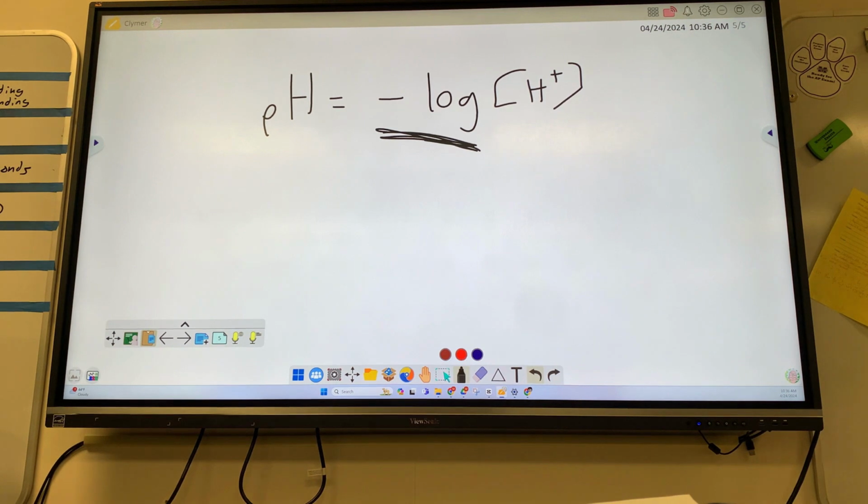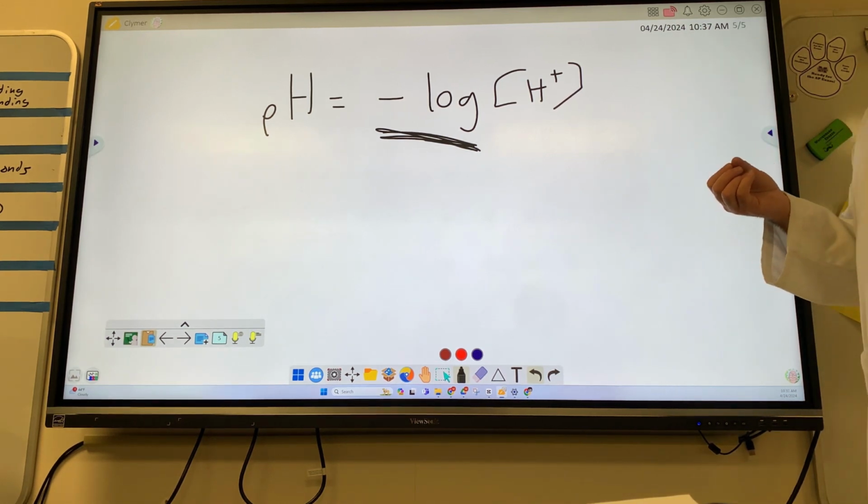The rest of this, and by rest of this, I mean the negative log part, that's just your calculator does that. And quite frankly, I don't care if you even know what a log is at this point, what a logarithm is. For the purpose of today and what we need to do with pH, you do not need to know what logarithm is. The fundamentals under the hood of it, whatever. The math department can teach you that. Okay, but you will need to know how to do this in your calculator.